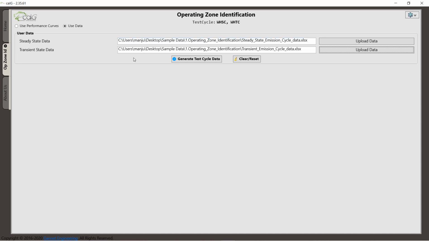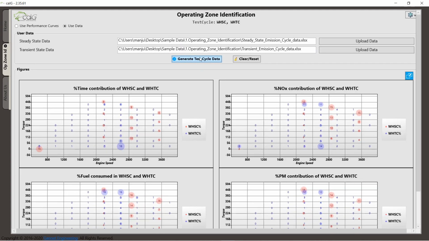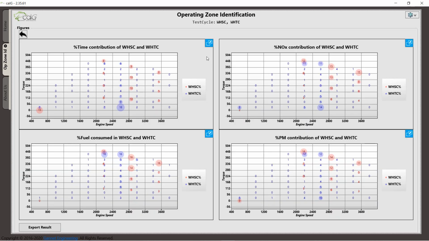Once I upload the steady state and transient state, the transient state can be for a test cycle or on road data, anything. Here the focus is to understand how much time these points are contributing at this total cycle. It can be road data, it can be emission cycle data, as I mentioned earlier.